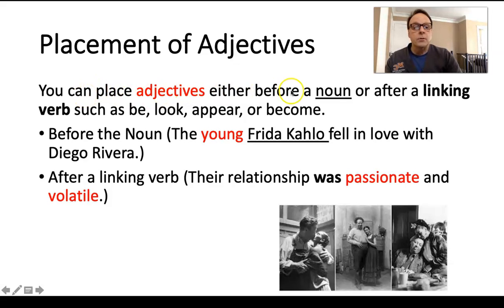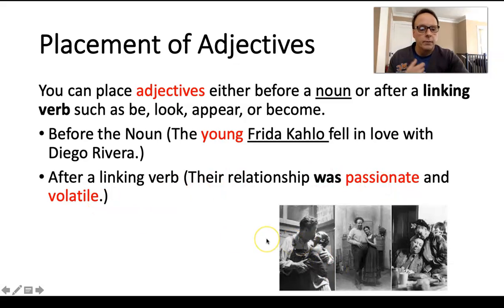You can place adjectives either before a noun. So we talked about that, right? Young Frida Kahlo. Frida Kahlo is a noun. It's what's called a proper noun, so we capitalize it because it's a specific person, but still the same rule holds true: the adjective goes before the noun. Young Frida Kahlo fell in love with Diego Rivera. Or after a linking verb. So we saw that earlier. Is, was, and were are usually our most common linking verbs. Their relationship was passionate and volatile. So again, up here you've got your adjective before the noun, and because we use this linking verb was, your adjectives will go after. Their relationship was passionate and volatile.